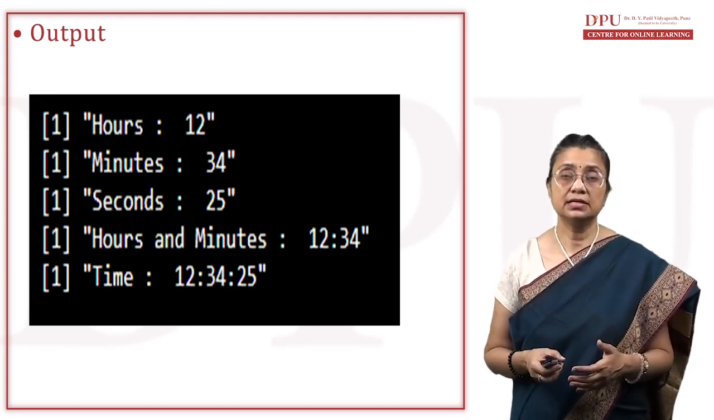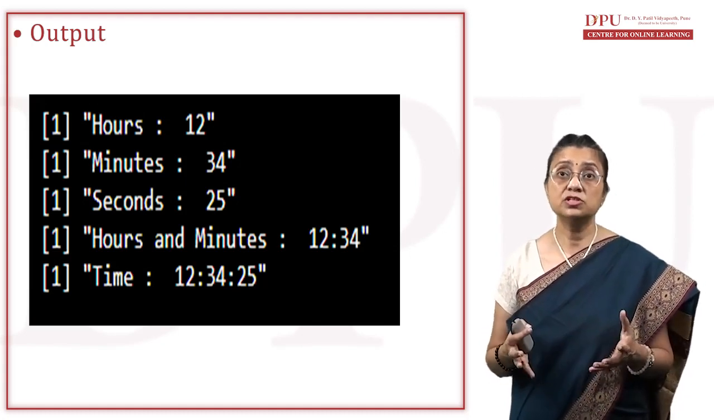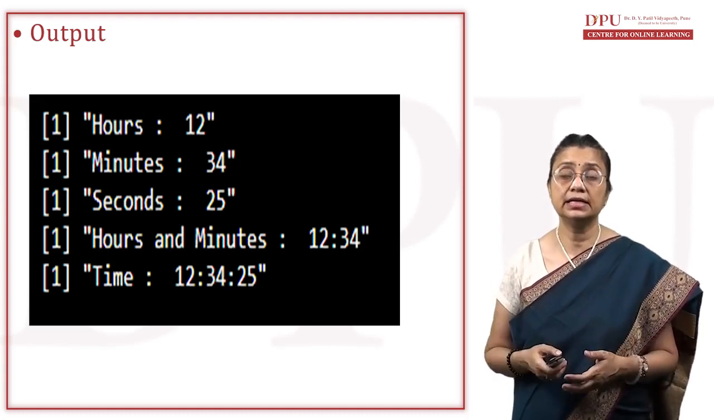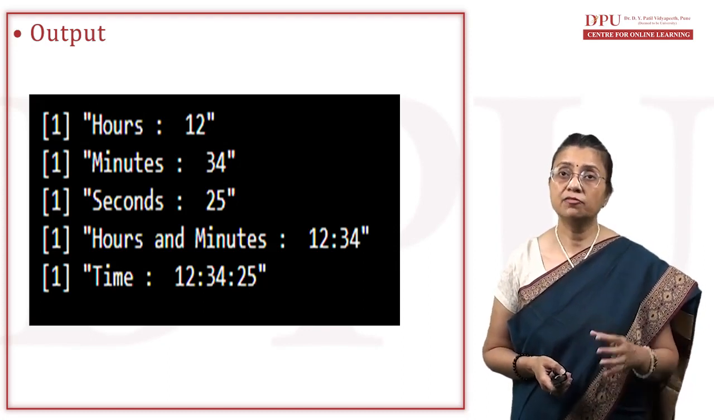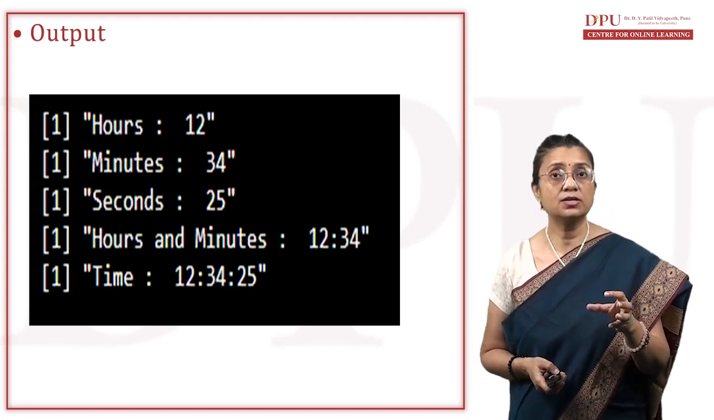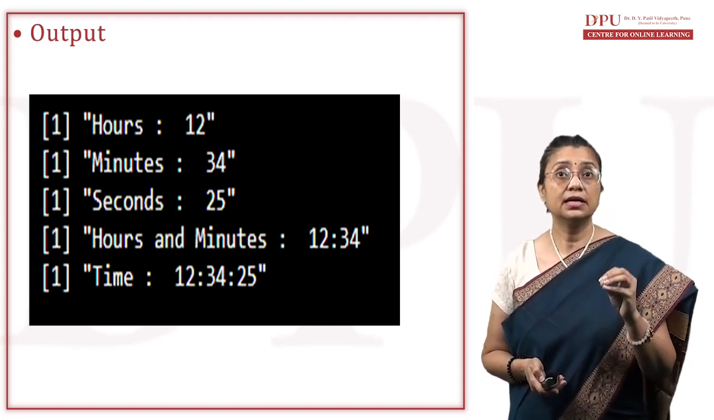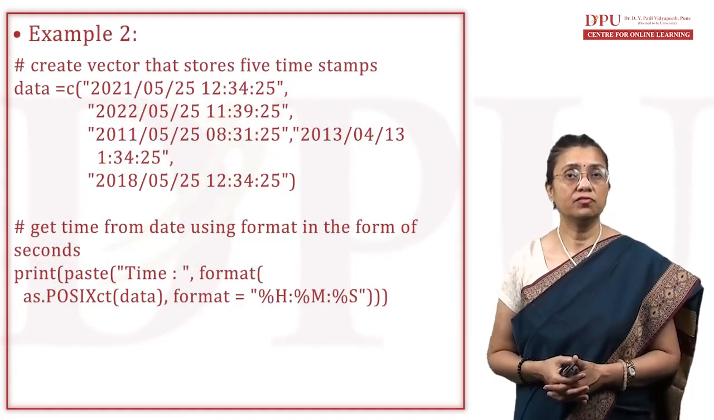You can see that the as.POSIXct function is the function which is extracting the date and time, but the format which we are giving within the format function is the actual function which decides what data will be displayed on the screen. Let's have a look at this example.